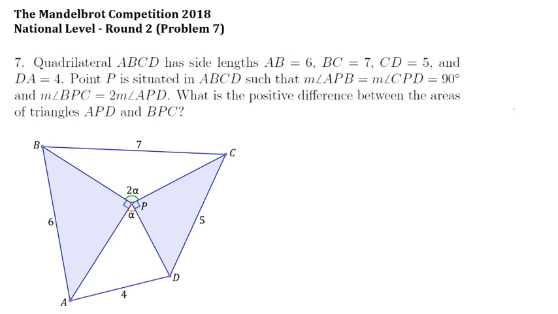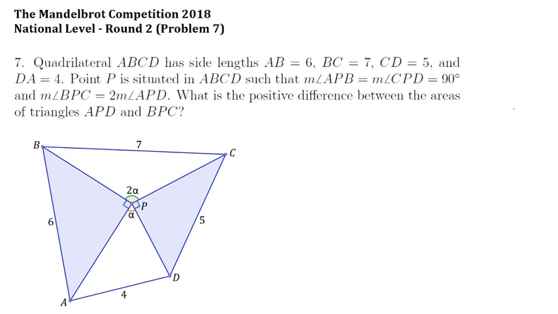Today's problem comes from the Mandelbrot Competition 2018. Quadrilateral ABCD has side lengths AB equals 6, BC equals 7, CD equals 5, and DA equals 4. Point P is situated in ABCD such that the measures of angles APB and CPD are each 90 degrees, and the measure of angle BPC is twice the measure of angle APD. What is the positive difference between the areas of triangles APD and BPC?